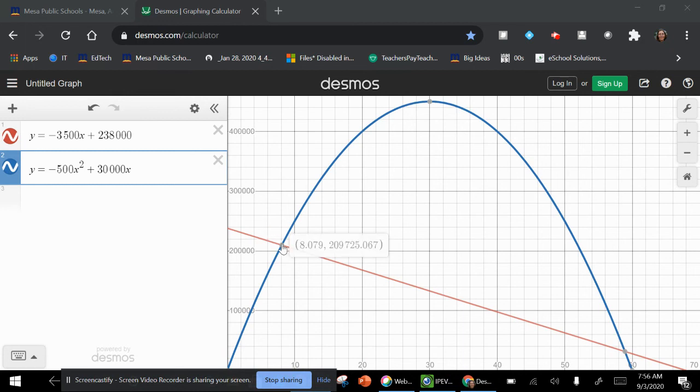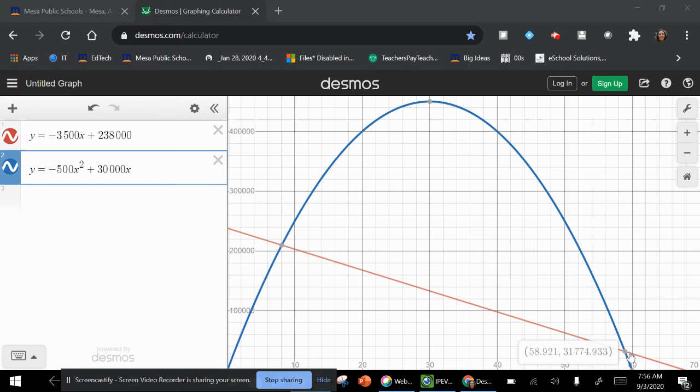So you see our intercepts. Right there, we have $8, and that would be 8 cents. And then 209,725 and 7 cents. We've done that to 7 cents, and then our other one right here, $58.92. Okay, so those are our break-even points, and 317,000.